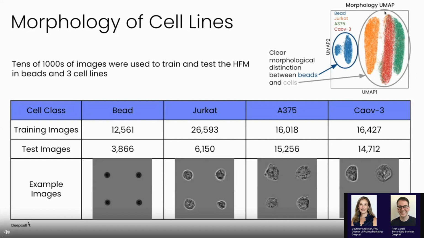This morphology UMAP shows a clear separation between the polystyrene beads and cell line images. Among cell lines, while the Jurkat immune cell population is clearly distinct from the cancer cell lines, the two cancer cell lines show greater overlap, which is in agreement with our expectations.